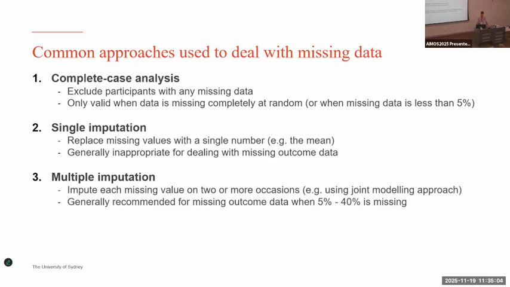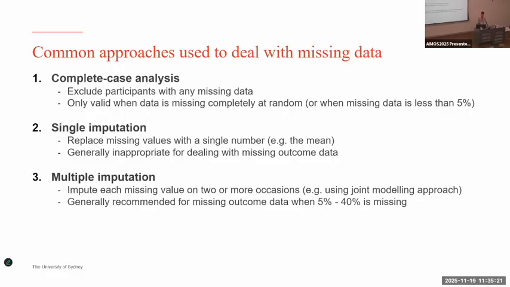A second approach would be to use single imputation, where we replace missing values with a single number, such as the mean. But this approach is generally inappropriate for dealing with missing outcome data because it doesn't take into account the uncertainty of the imputed values.